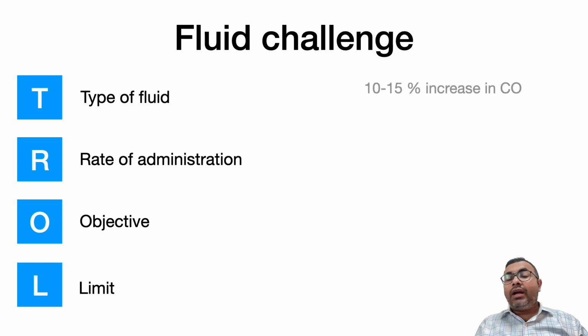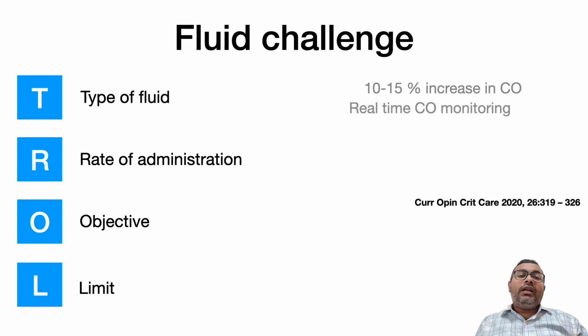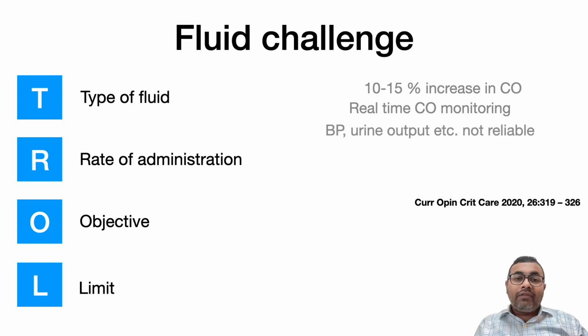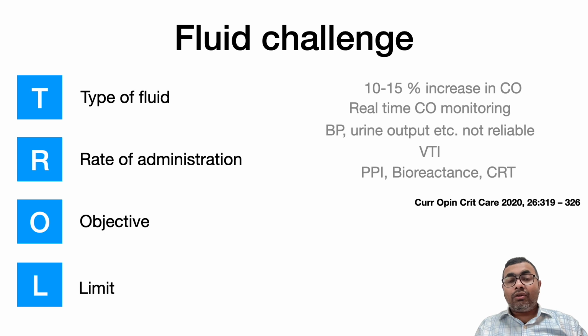The objective should ideally be a real time measure of cardiac output, and a cutoff of around 10 to 15% is usually considered to define fluid responsiveness. If you do not have invasive cardiac output monitoring, there are certain non-invasive methods that can be used, such as the VTI of the left ventricular outflow tract that we can measure by echocardiography. Blood pressure and urine output are not adequate markers of fluid responsiveness.